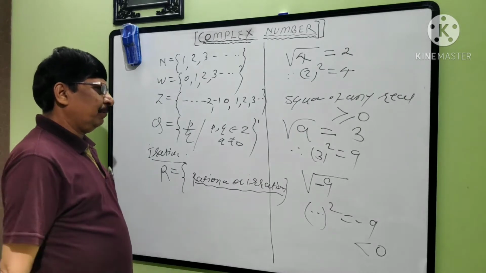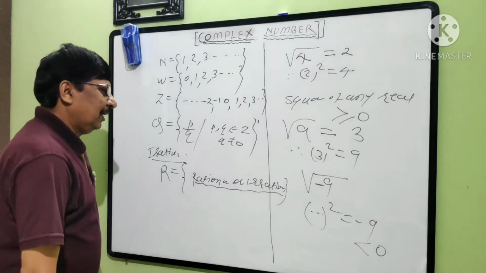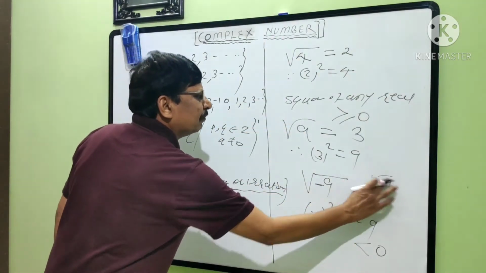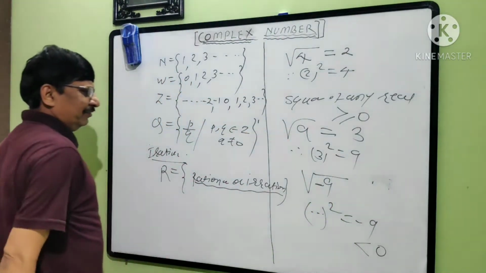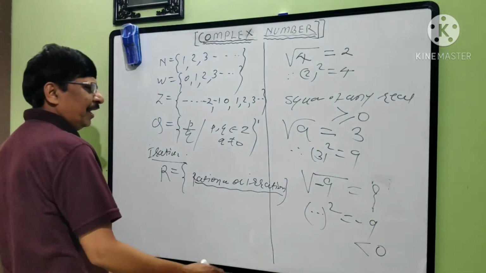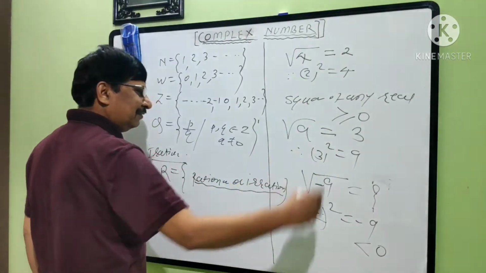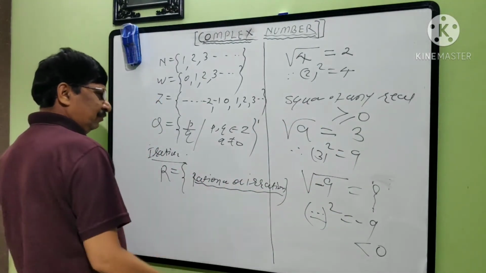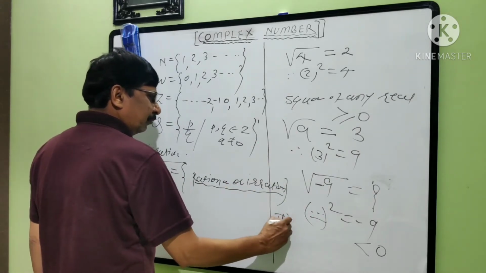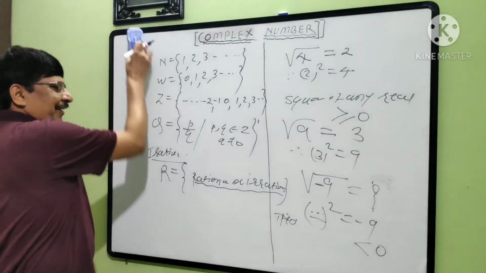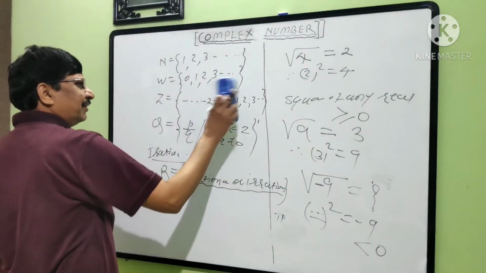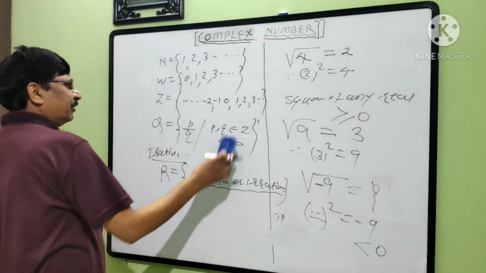So while developing number theory, look at what has happened: root 4, root 9 is 3, since 3 square is 9. But what about the root of -9? Then you have to find a real number whose square is -9. But there is no real number whose square is negative. That means this number theory is not sufficient for science or technology.